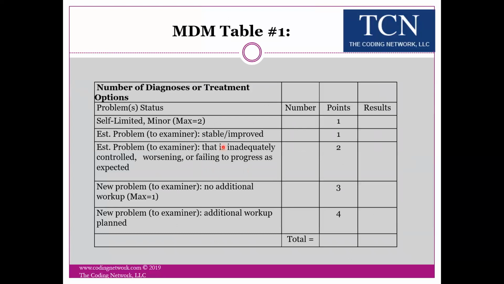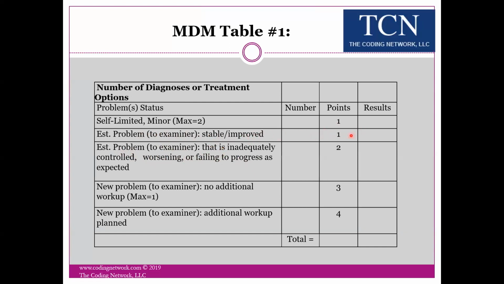So for example, if we were auditing a record and it was a follow-up visit, we would look at these 2 line items here. Established problem, stable or improved, versus is it an established problem that's not stable? It's not controlled, it's worsening, it's failing to progress, it's an acute exacerbation. Those are some of the key words you could put in there to let the auditor know, no, this is not a stable problem. So it's based on point system.